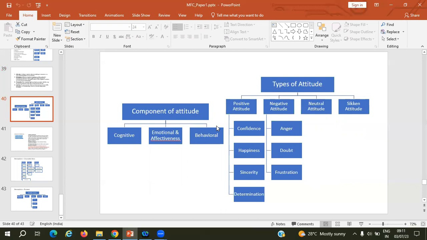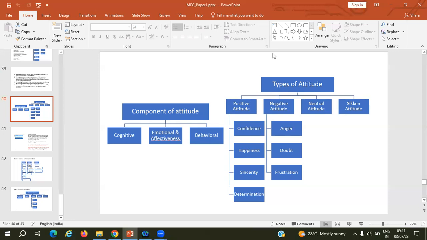Whatever you are thinking, suppose you are seeing me, my class, my background, my image, so you are thinking something. That's a perception you are creating yourself. That is one component, cognitive. Whatever you are thinking, whatever coming from your inner thought, that is the cognitive component of attitude.